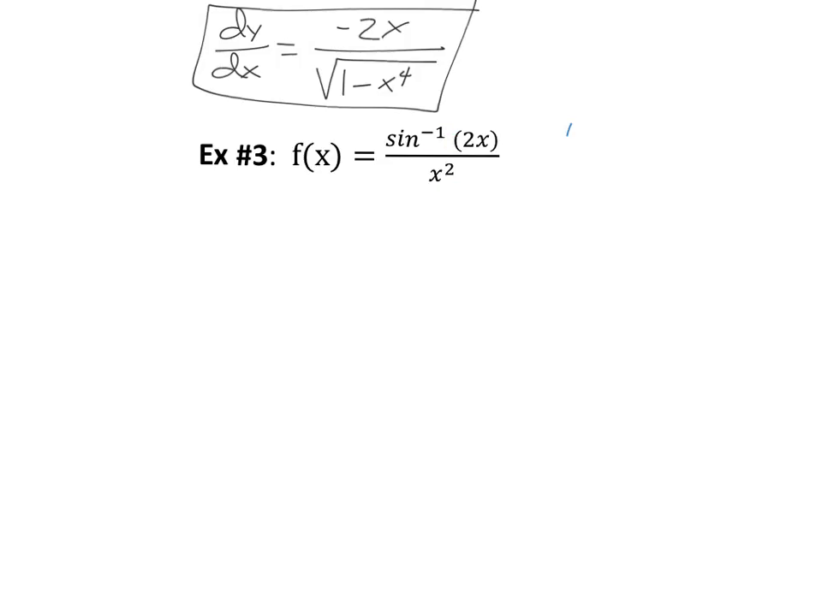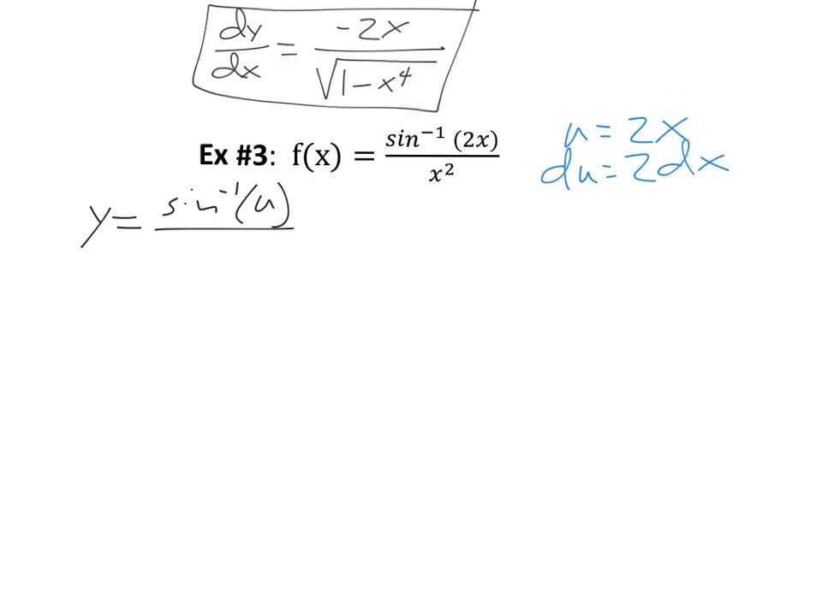Let's start off by saying that u equals 2x, and therefore du equals 2 dx. And then let's just go ahead and rewrite this, and I'm just going to change it to y. So y equals the arc sine of u over, and I could just still put x squared on the bottom. And now when I go to do the quotient rule, remember, I'm just going to write the quotient rule over here: the derivative of y is, I like to do the a prime times b minus a times b prime all over b squared.